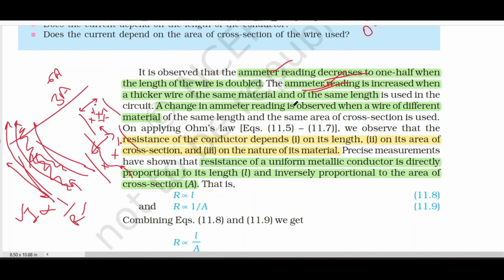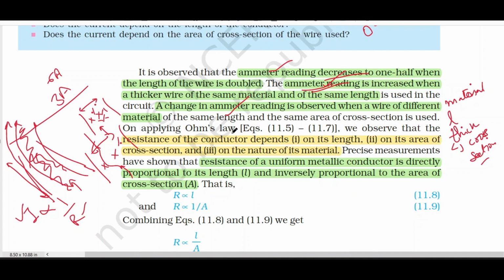A change in the ammeter reading is observed when a wire of different material of the same length and same cross section is used. अगर आप मटेरियल चेंज कर दोगे ना, जैसे निक्रोम से हमने कॉपर कर दिया, तो क्या होगा? तो भी हमारी अमीटर रीडिंग चेंज होगी. Why? Because current depends on the material. Okay, current depends on the material of the conductor. It also depends on the length of the conductor. It also depends on the thickness of the conductor और cross section area. इसको हम cross section area भी बोल सकते हैं. So these are the three things on which a conductor's resistance depends or a conductor's current would depend.